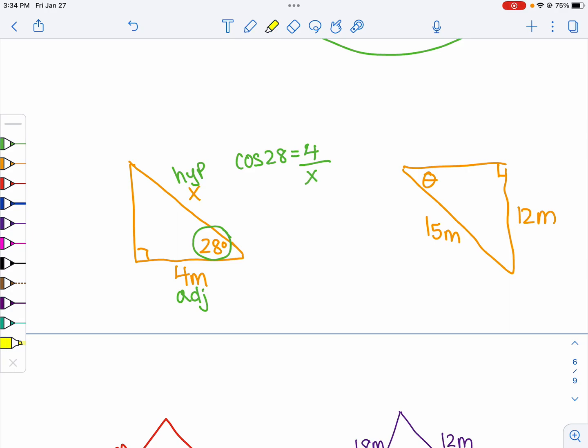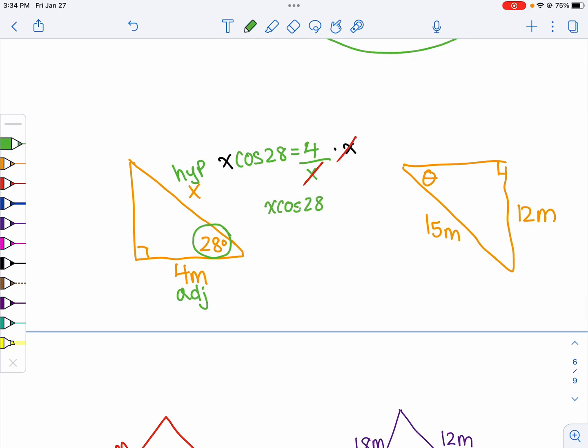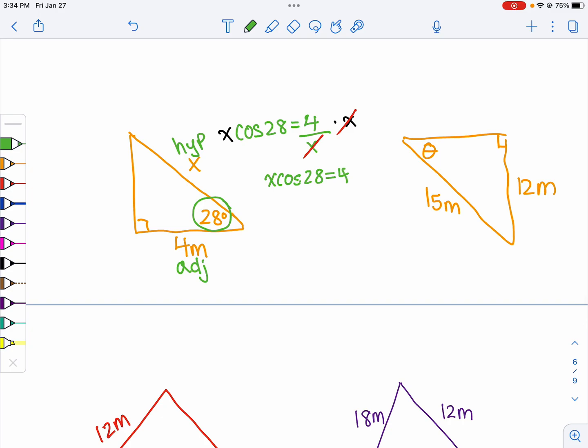And then your goal is, how good are your algebra skills? Now we want to isolate x. So sometimes we're going to multiply or divide, but x is in the denominator right now, which is not good. So I'm going to multiply both sides by x just to get it out of there. So those cancel, and we end up with x cos 28 equals 4. Then if we divide both sides by cos 28, we end up with x equals whatever 4 divided by cos 28 is. Sorry, I don't have a calculator, so you can figure that out.